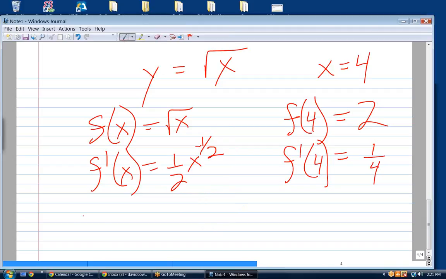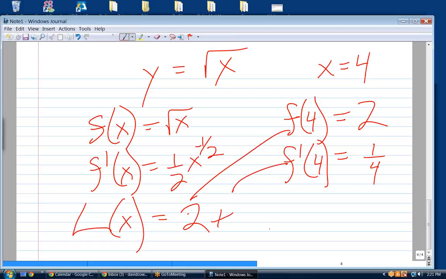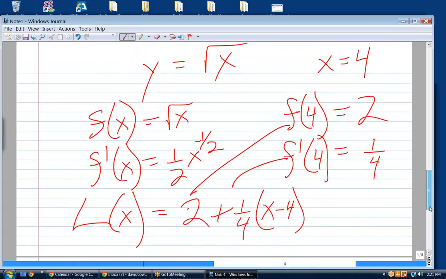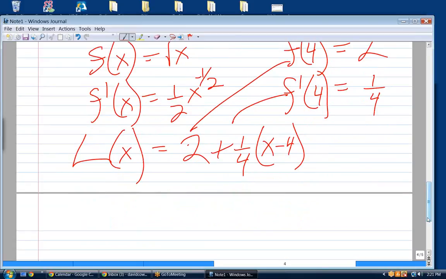Okay, so now the linearization of x, written like that, is equal to that plus that times x minus 4. And there is the linearization of f of x equaling root x at x minus 4. Now, what is the linearization good for? Well, the first question I asked you was what the square root of 4.1 was.